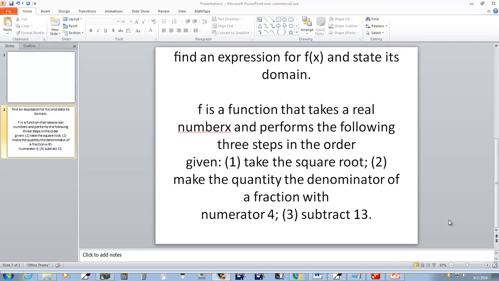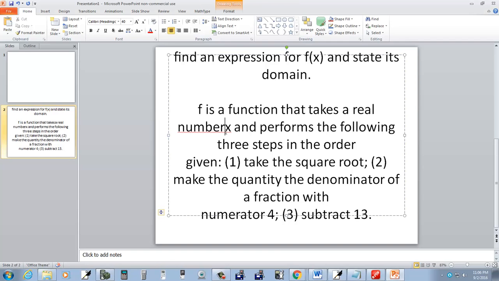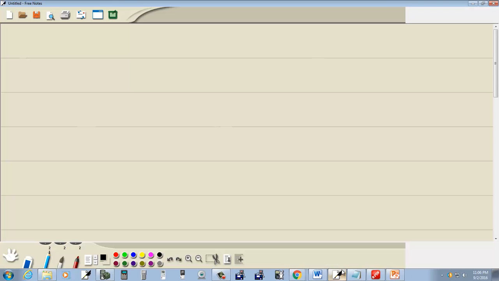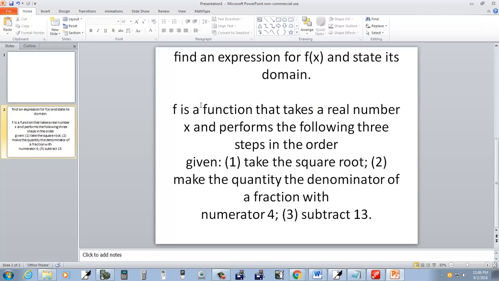Let's take a look at this problem. Okay, we got... find an expression for f of x and state its domain.